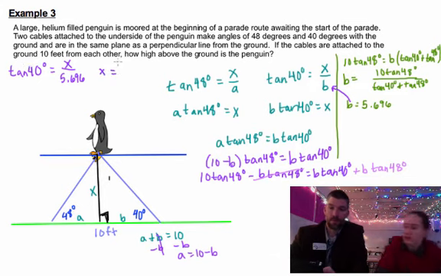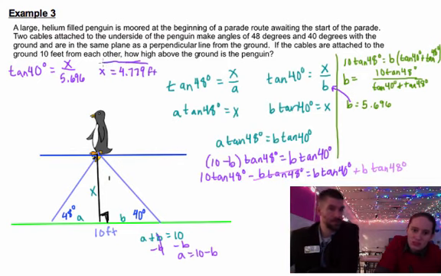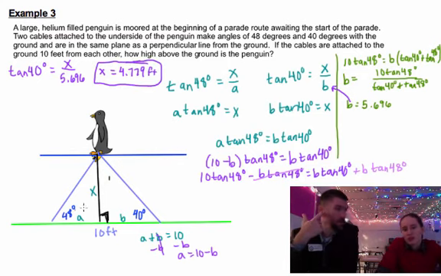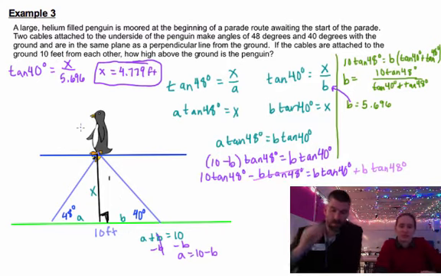So x equals 4.779 or 4.780? 4.779 feet. And ask yourself, does that make sense? Makes sense to me. Because we're in the 40s here, if the B here was 5.696, it should be similar. They should be pretty close, so it makes sense to me.